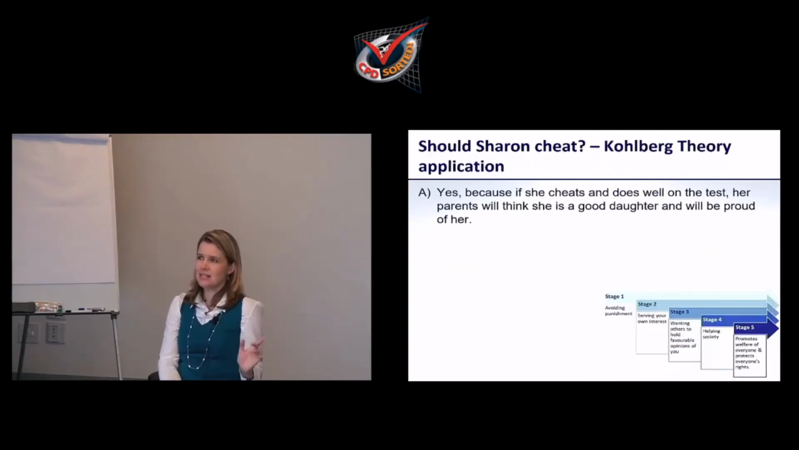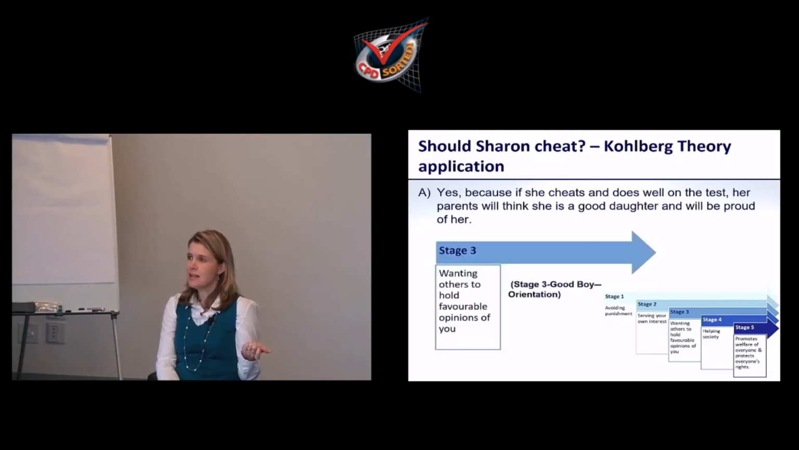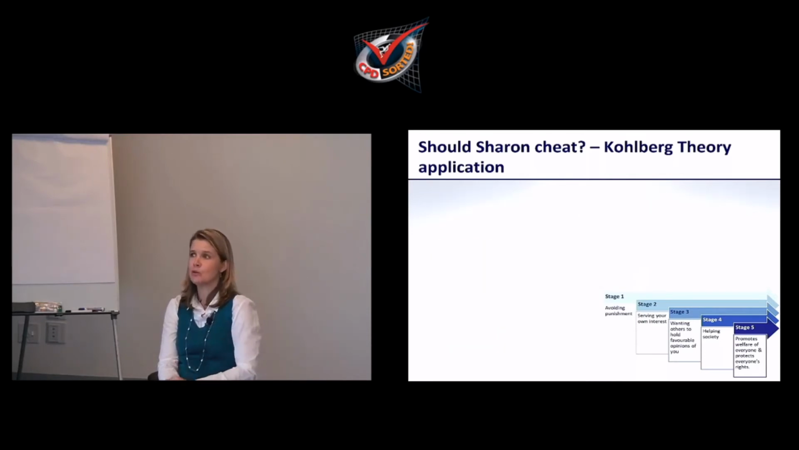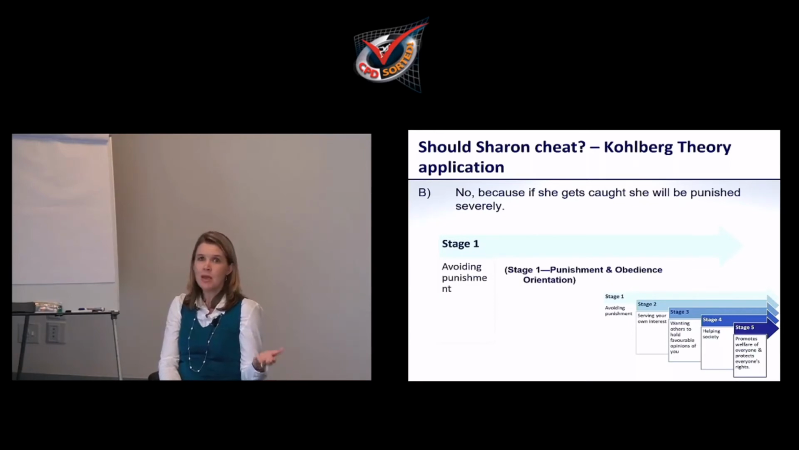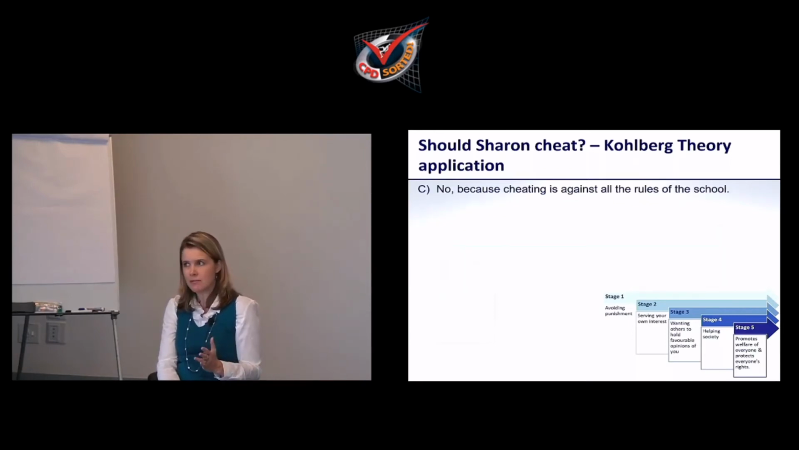So if she says yes, because if she cheats and does well, then her parents will be proud of her, you can see how that is stage 3, that good boy, good girl orientation. She wants to be held in that favorable opinion, and that becomes her driving motivation to do the right thing. If, however, she says no because if she gets caught, she'll be punished, that is at stage 1, avoiding punishment, the basic moral development stage.